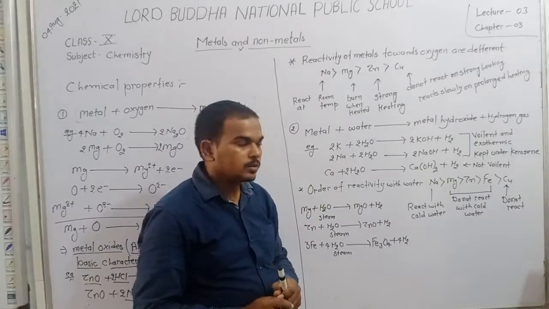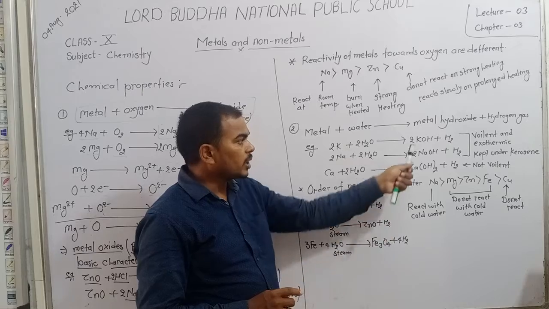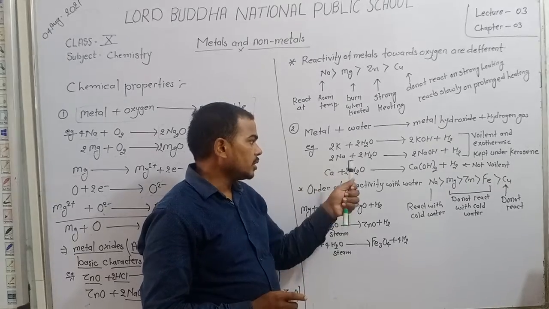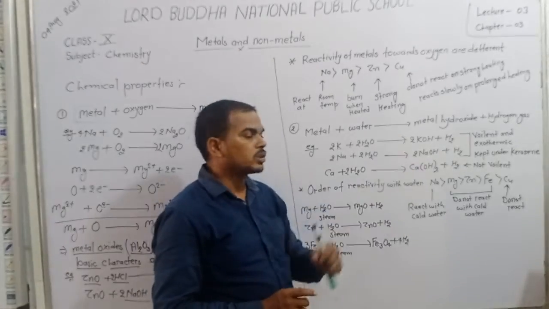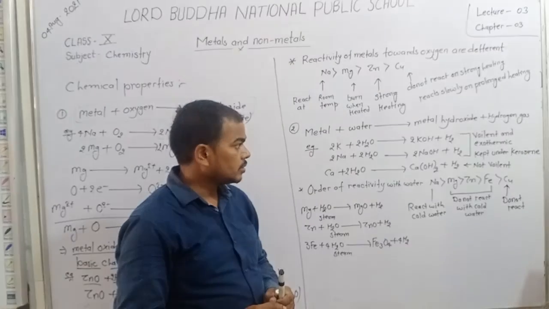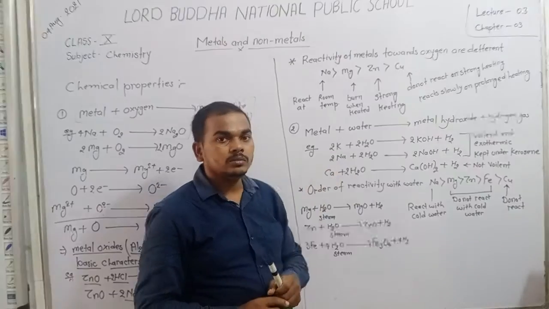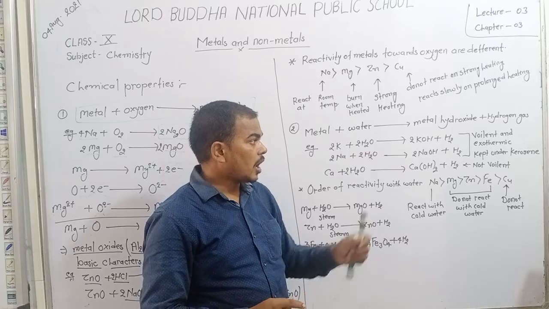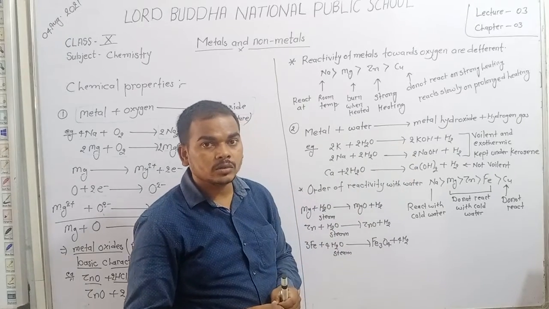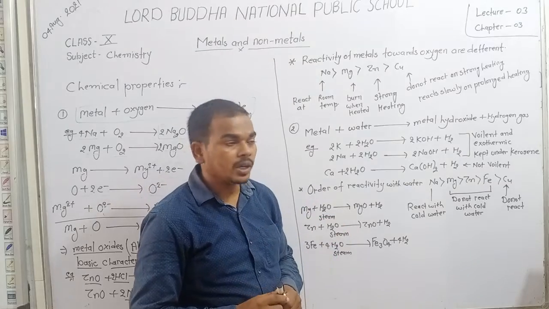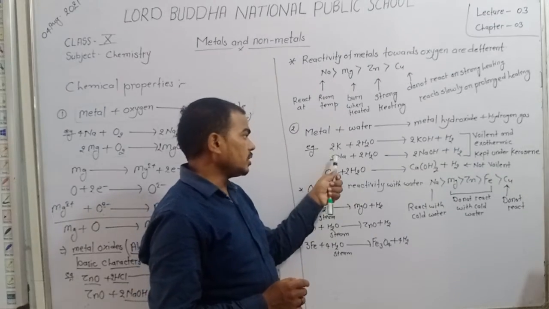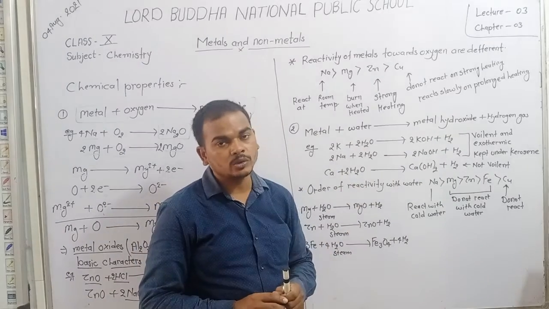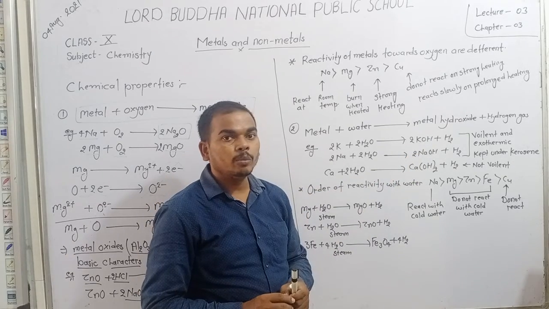Here, potassium metal reacts with water, forming potassium hydroxide and hydrogen gas. Here, sodium metal reacts with water and produces sodium hydroxide and hydrogen gas. Dear student, the reaction of potassium and sodium with water is violent and very exothermic. It produces a lot of heat during the reaction because it reacts vigorously with water and produces potassium or sodium hydroxide and hydrogen gas. The hydrogen gas burns with a pop sound.